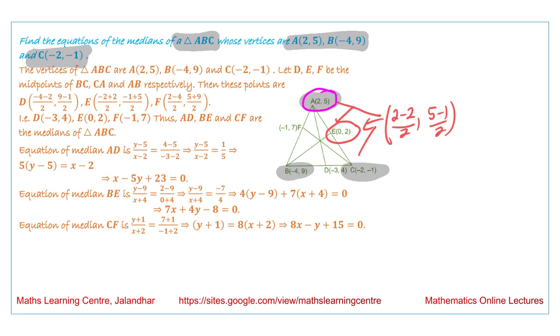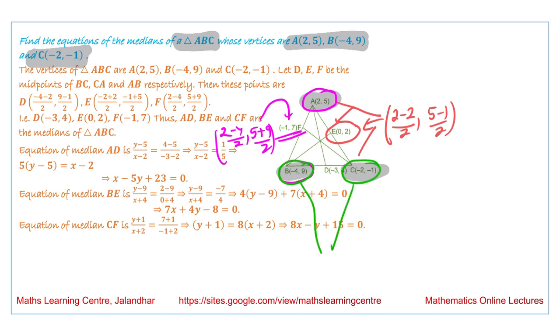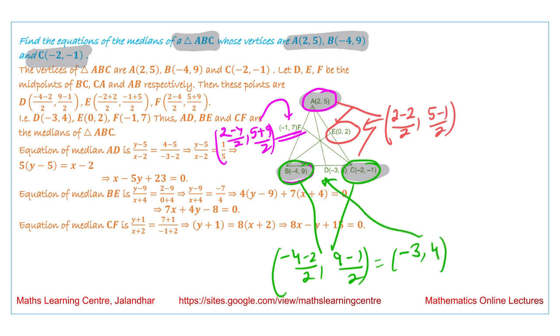Then we are using the points A and B. We are writing (2 minus 4)/2, comma (5 plus 9)/2. So the answer we are getting is (minus 1, 7). So this is the point F that we have. And the midpoint of B and C is (minus 4 minus 2)/2, (9 minus 1)/2. The answer we will have is (minus 3, 4). So this is the point D that we have.